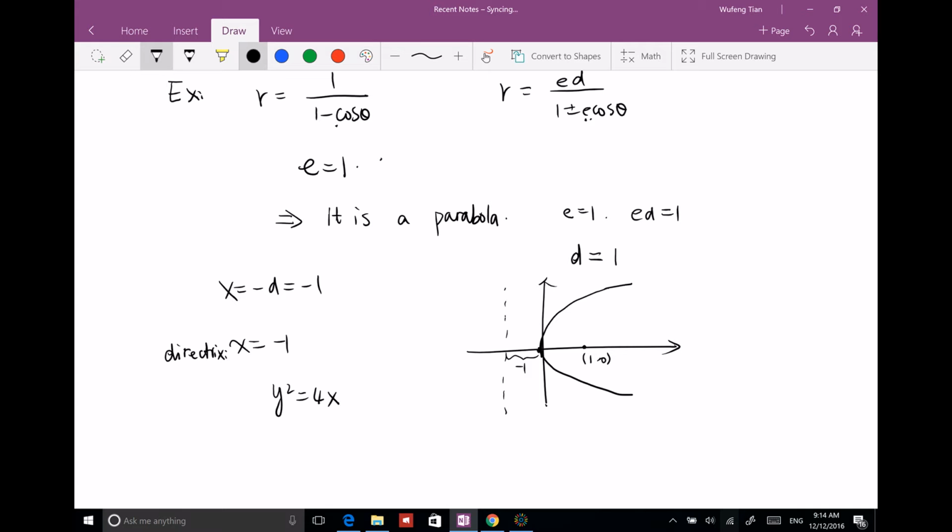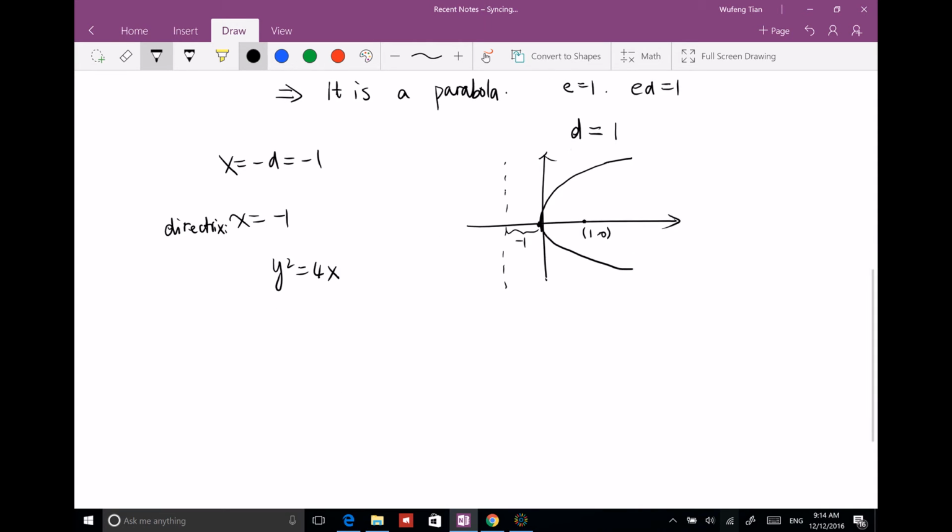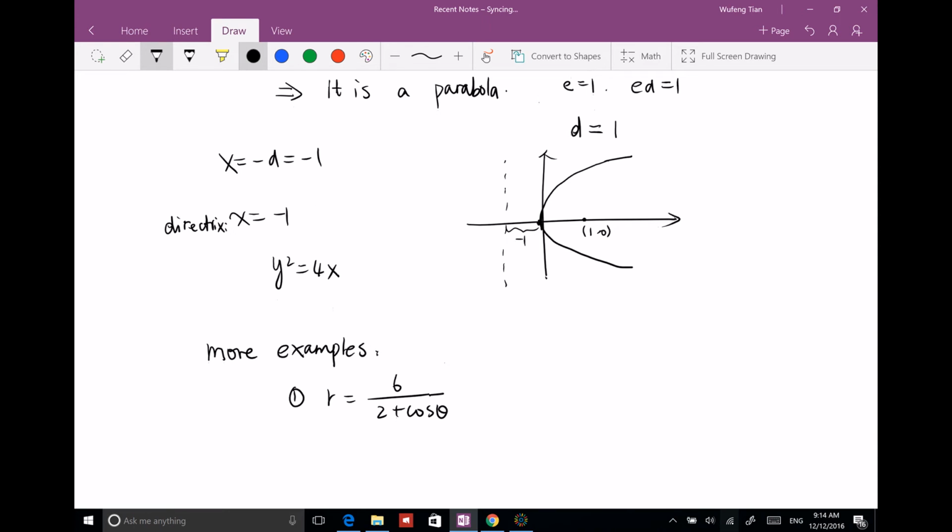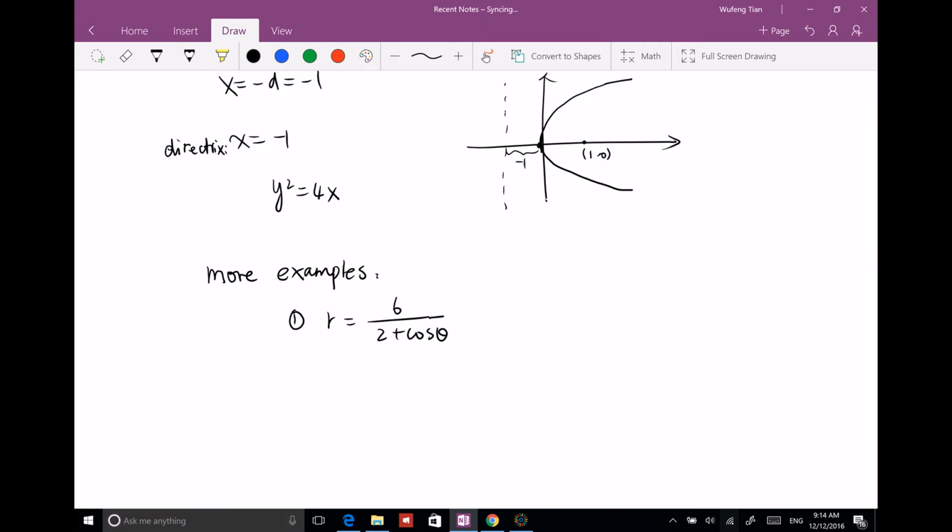So let's continue with more examples. Here first: r equals 6 over 2 plus cosine theta. I would like you to try this one by yourself for 2 minutes. What do you get? First, what is e and what graph is this? Then find the vertex and graph it.